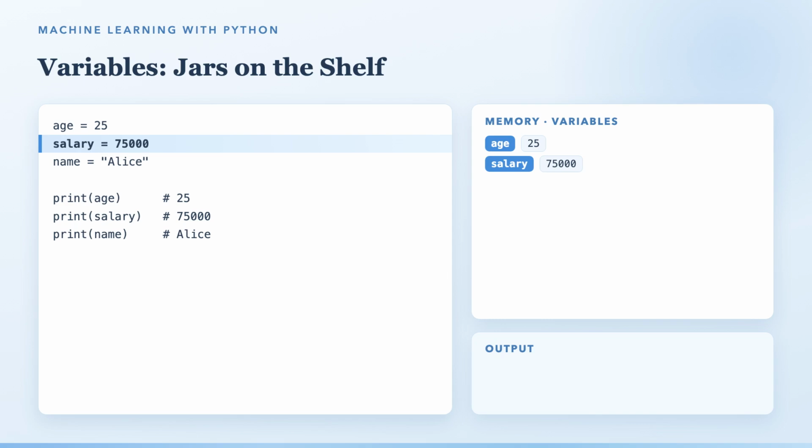Whenever we ask for age, the computer simply walks to the shelf, finds the jar with that tag, and hands us what's inside. That's all a variable is. A name, tied to a value. Rest with that for a moment.